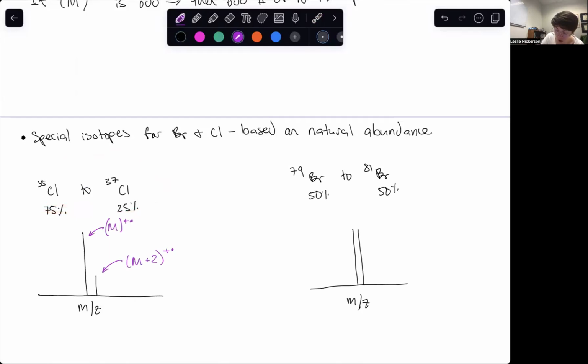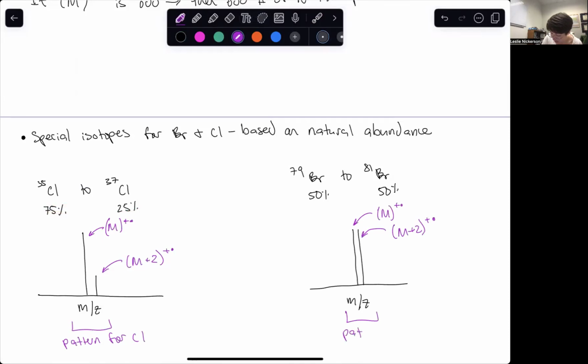Okay, so we're going to look. This one would be our molecular ion, and then the next one would be our M+2. Okay, like that. So these are really nice patterns to be looking for to signal to you that you've got a chlorine or bromine present. Make sure that you're taking that into account when you are putting together your formula at the end of the day.